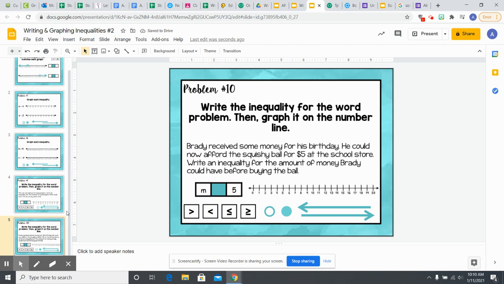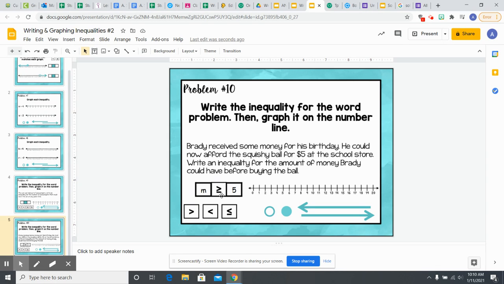It's saying we need to write an inequality for an amount of money Brady could have before buying the ball. So we don't know how much money he got for his birthday. We just know that after his birthday, he could finally afford that $5 squishy ball that he wanted. But that means he could have gotten more than $5 for his birthday. We don't know that for sure. So we know he got at least $5. At least means greater than or equal to, because he got $5 for sure, but he probably could have gotten more too. So it's greater than or equal to. That was my fault, guys. I reread that last part wrong.